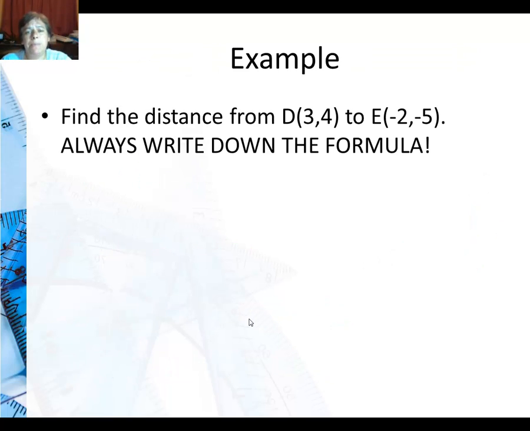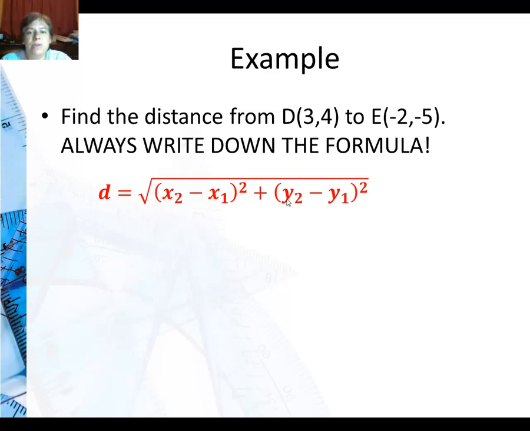So here's an example. First of all, always write down your formula. So there's my formula, and I'm going to put these points in. So here's x1, y1, and x2, y2. So 3 is going to go right here, 4 is going to go in y1, negative 2 is going to go over here, and negative 5 is going to go over there. Most people find it easier to focus first on x or y.